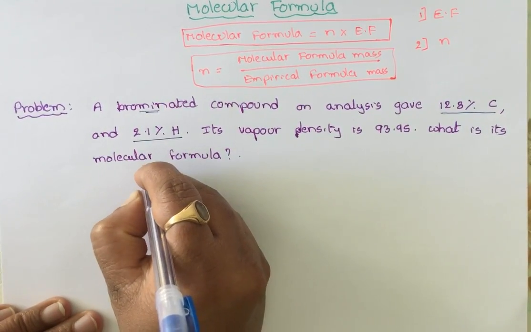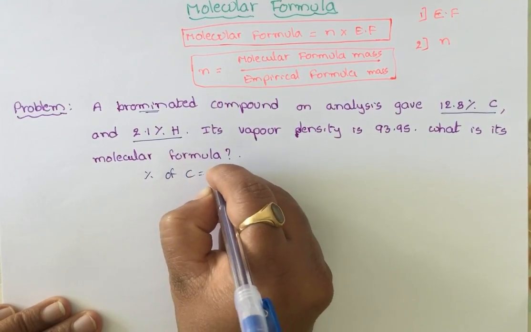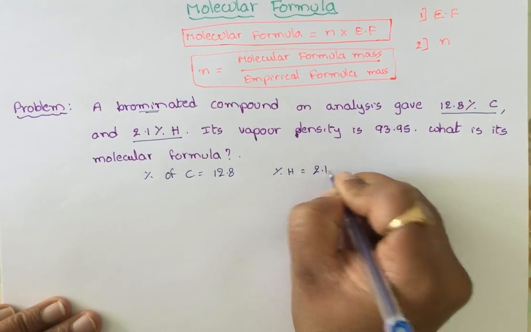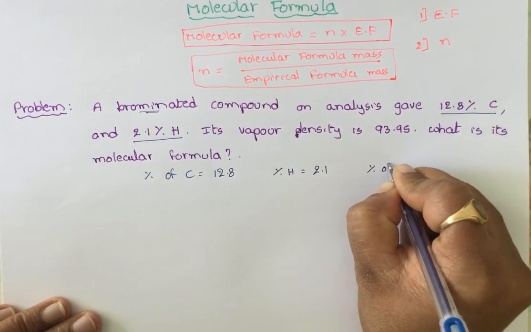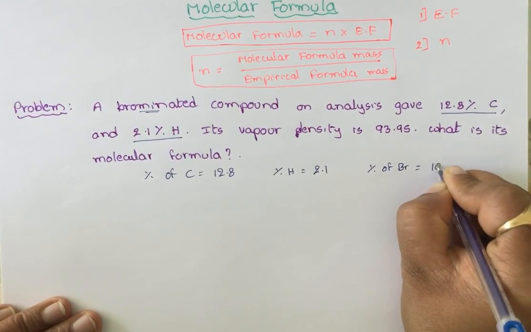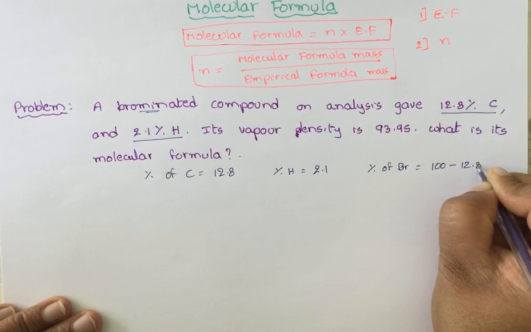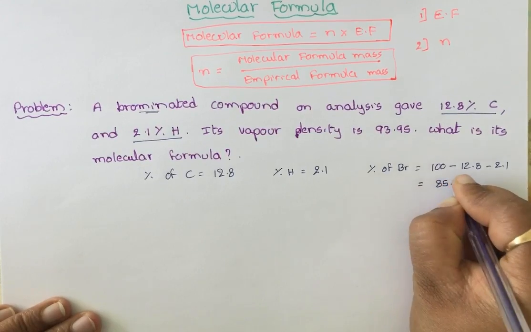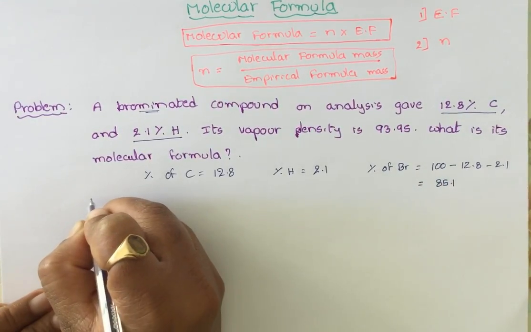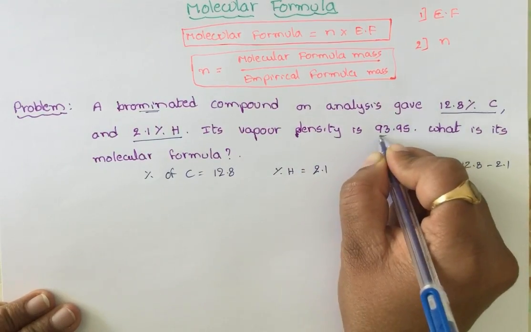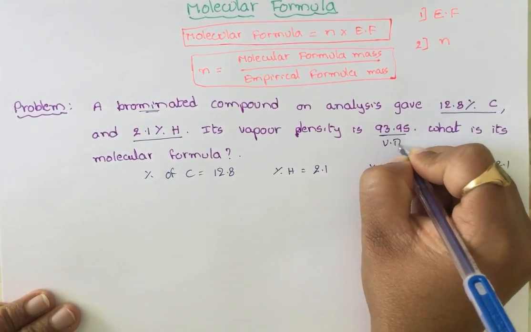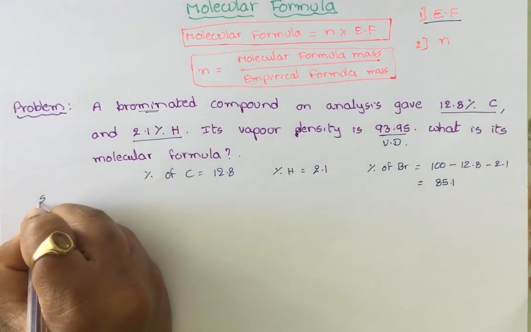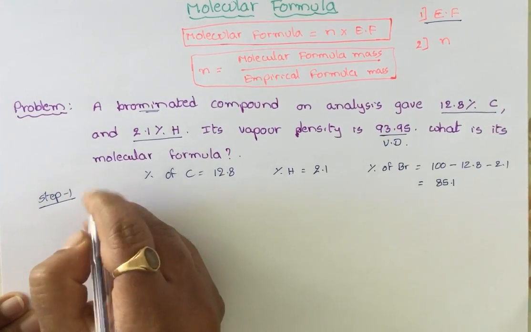Percentage of carbon is 12.8, percentage of hydrogen is 2.1. Then the percentage of bromine is 100 minus 12.8 minus 2.1, which equals 85.1. In addition to this, they have also given the vapor density. So first, step 1 is to determine the empirical formula.